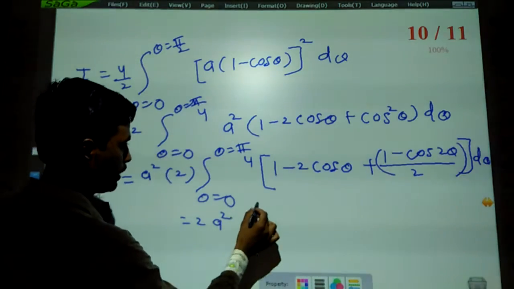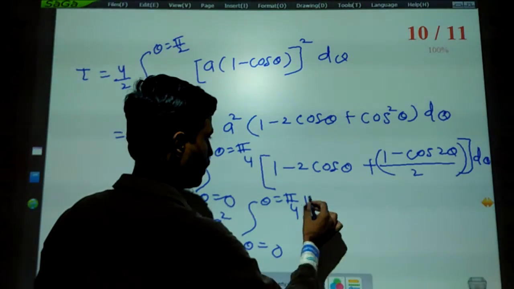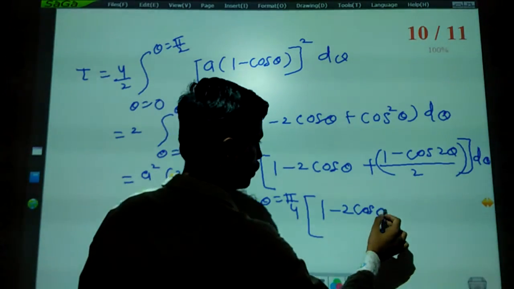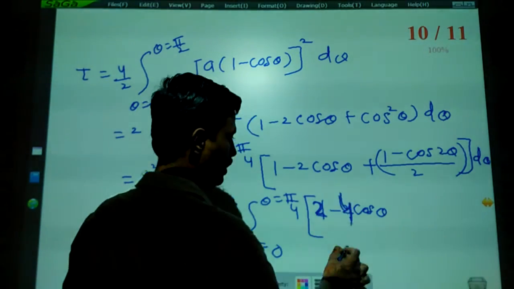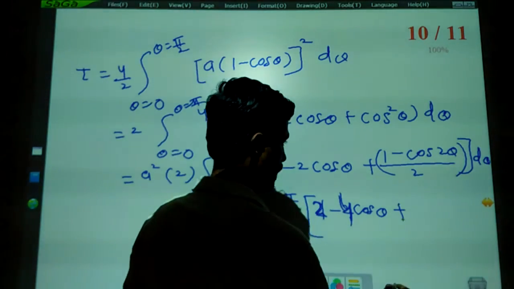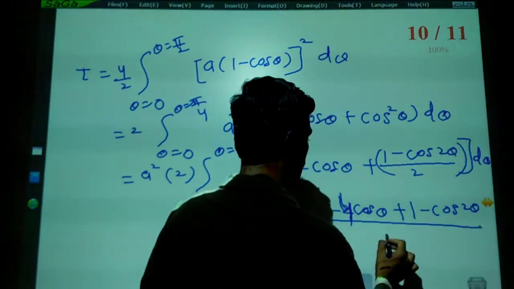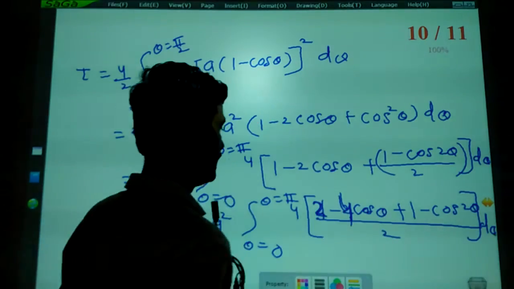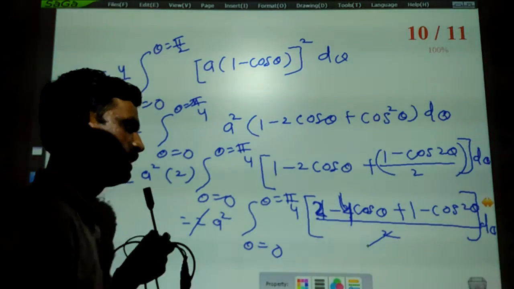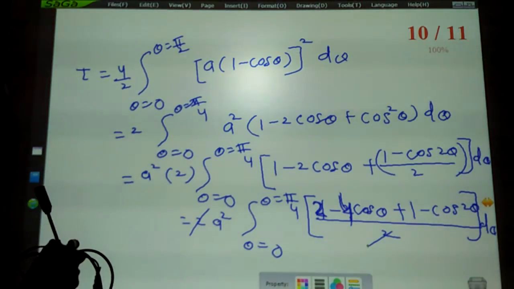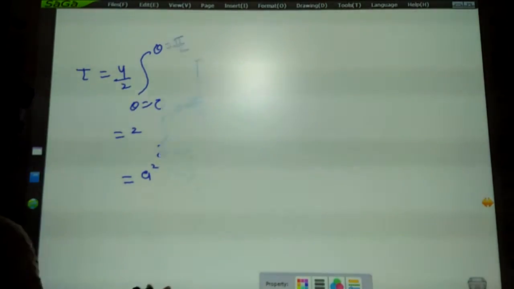2a square is a constant. Theta is equal to 0 to theta is equal to pi by 4. 1 minus 2 cos theta. Otherwise multiply by 2 every term. 2 into 4. 1 minus 2 cos theta divided by 2 is the common, into d theta. So this 2 and this 2 will cancel. So what is the remaining? 2 plus 1 is the 3. 3 minus 4 cos theta minus cos 2 theta is the last answer of this step.